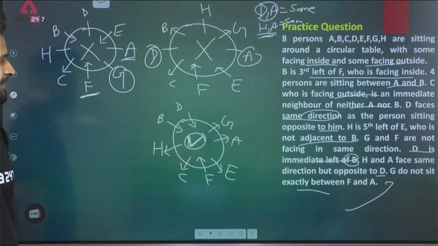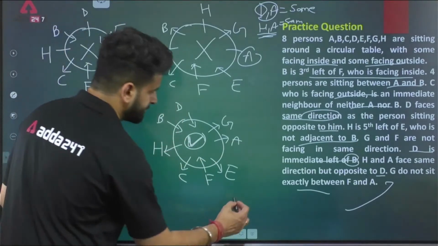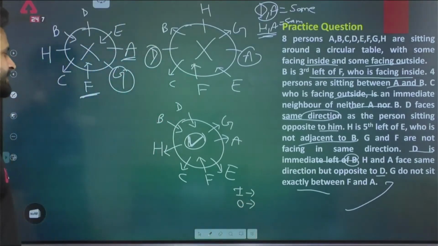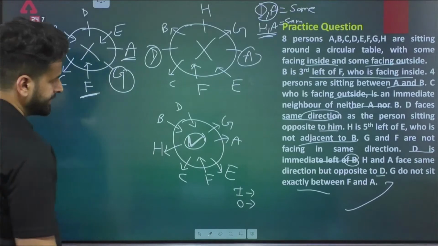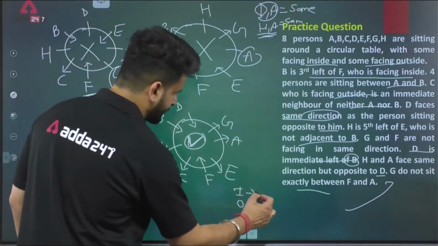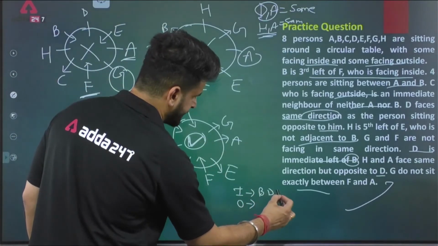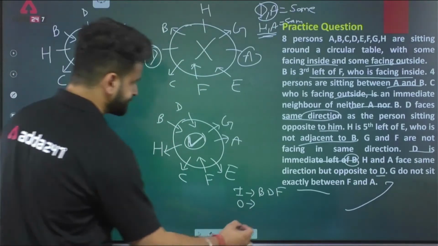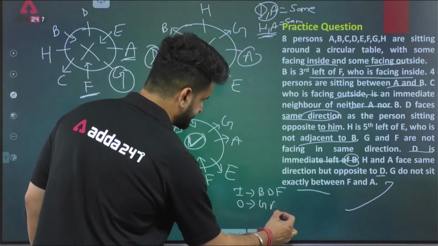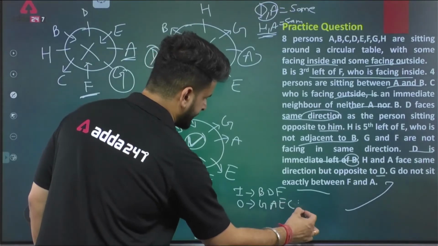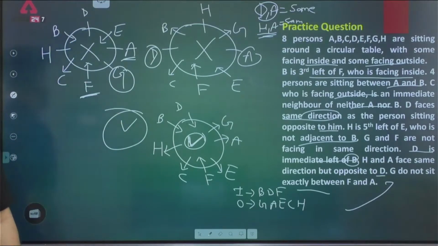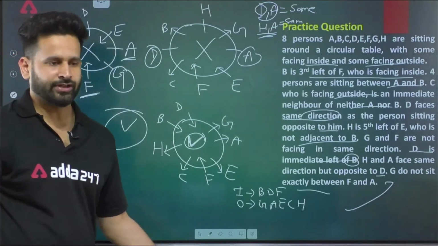So this is your correct arrangement. I'll just write down facing inside and facing outside. You can cross check. Facing inside are B, D, F. Only 3 persons, B, D and F. Facing outside are G, A, E, C, H. So this is your correct solution, right?